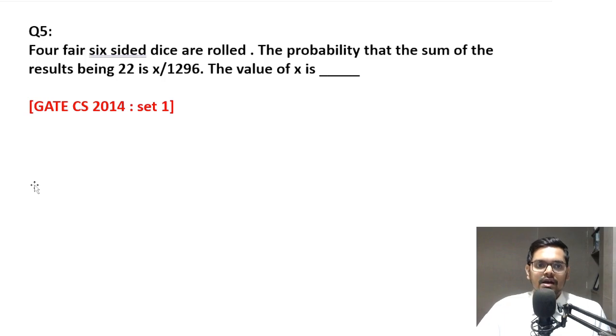Going to question number 5: 4 fair 6-sided dice are rolled. The probability that the sum of the results is 22 is x by 1296. The value of x is what? NAT question asked in GATE CS 2014 set 1.